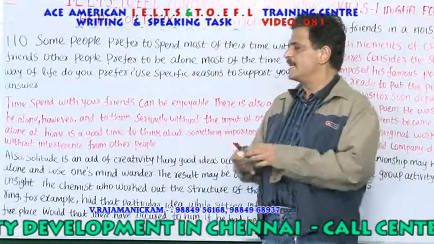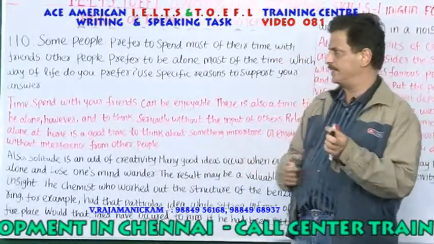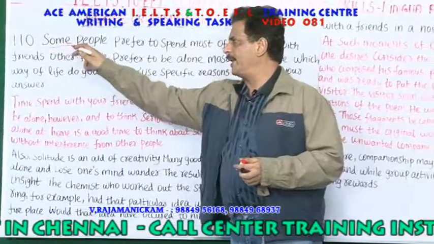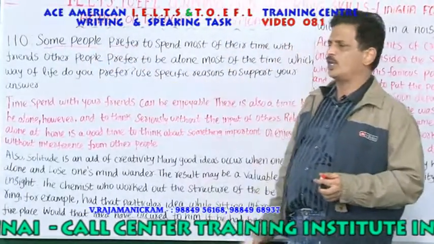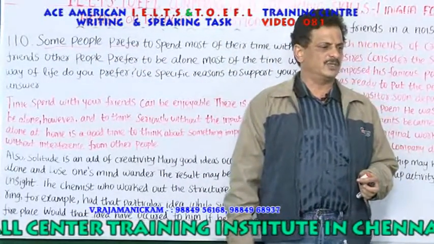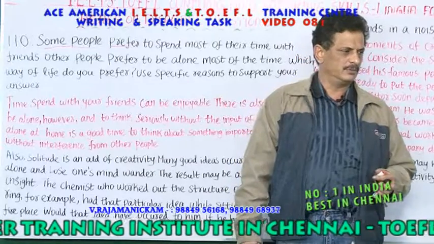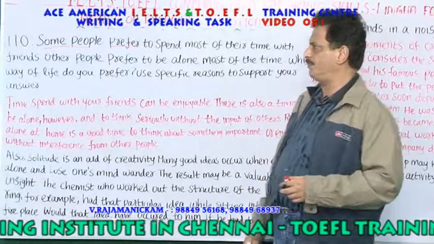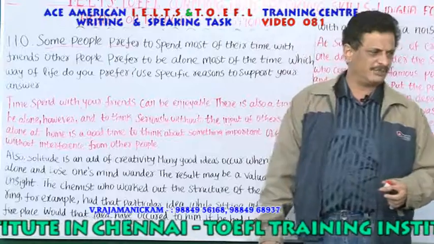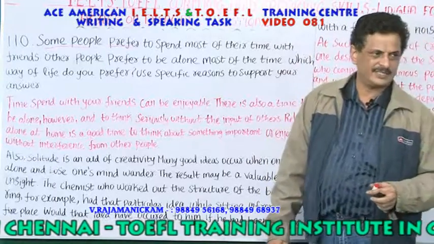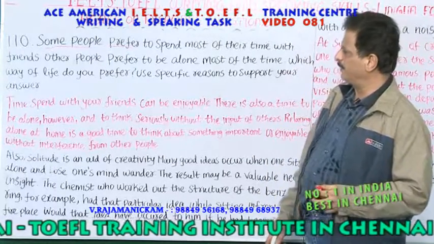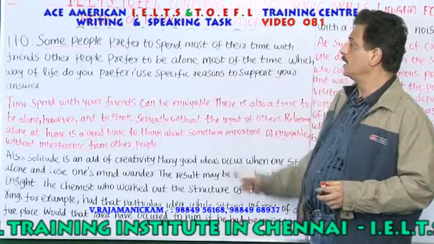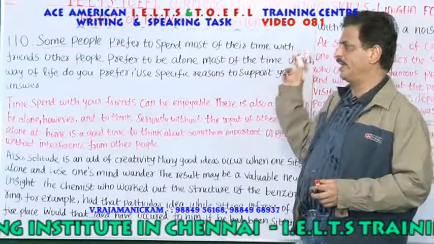See, the topic here is: some people, not every people, some people is what's given here. Some people prefer. Prefer means what? Where do you use the word prefer? When you want to choose one out of two, then you are using the word prefer. Is prefer a verb or an adjective or a noun? Definitely it is a verb, isn't it? Some people prefer to spend most of their time with their friends.